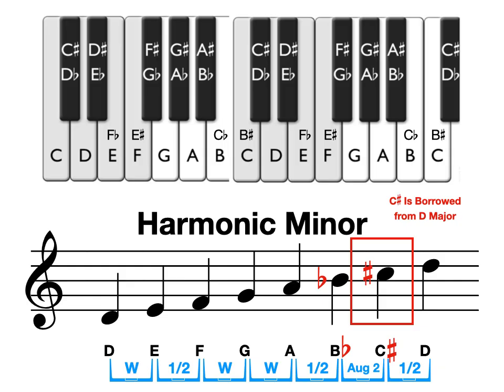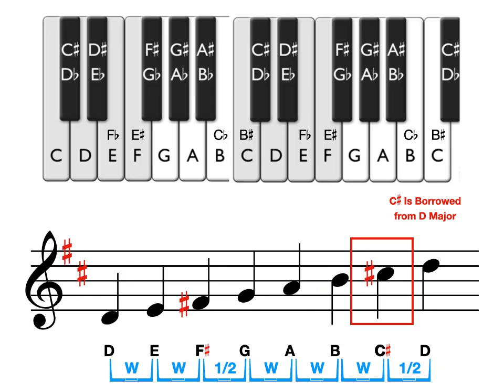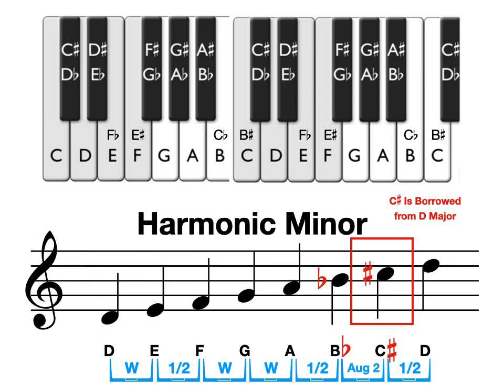There's our major scale. D, E, F sharp, G, A, B, C sharp, D. Now we're going to use that C sharp from the major in our harmonic minor, which gives it a very unique sound. So now we have D, E, F, G, A, B flat, C sharp, D. Much more exotic sound. So there's our 3 minor scales.